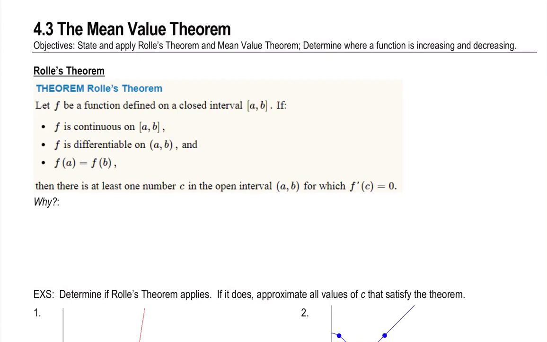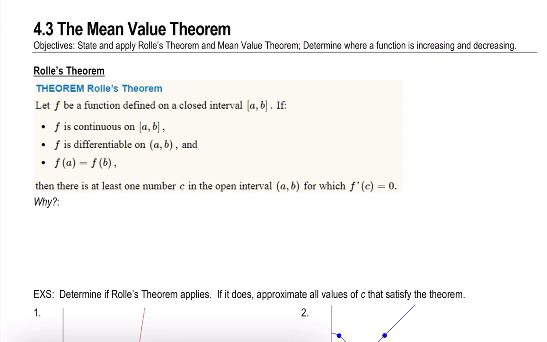So 4.3 is going to be on mean value theorem eventually, but we're going to start this video with something called Rolle's theorem, which is really a particular case of mean value theorem. So let's walk ourselves through the conditions, and graphically we'll be able to make a lot of sense of why this theorem makes sense.